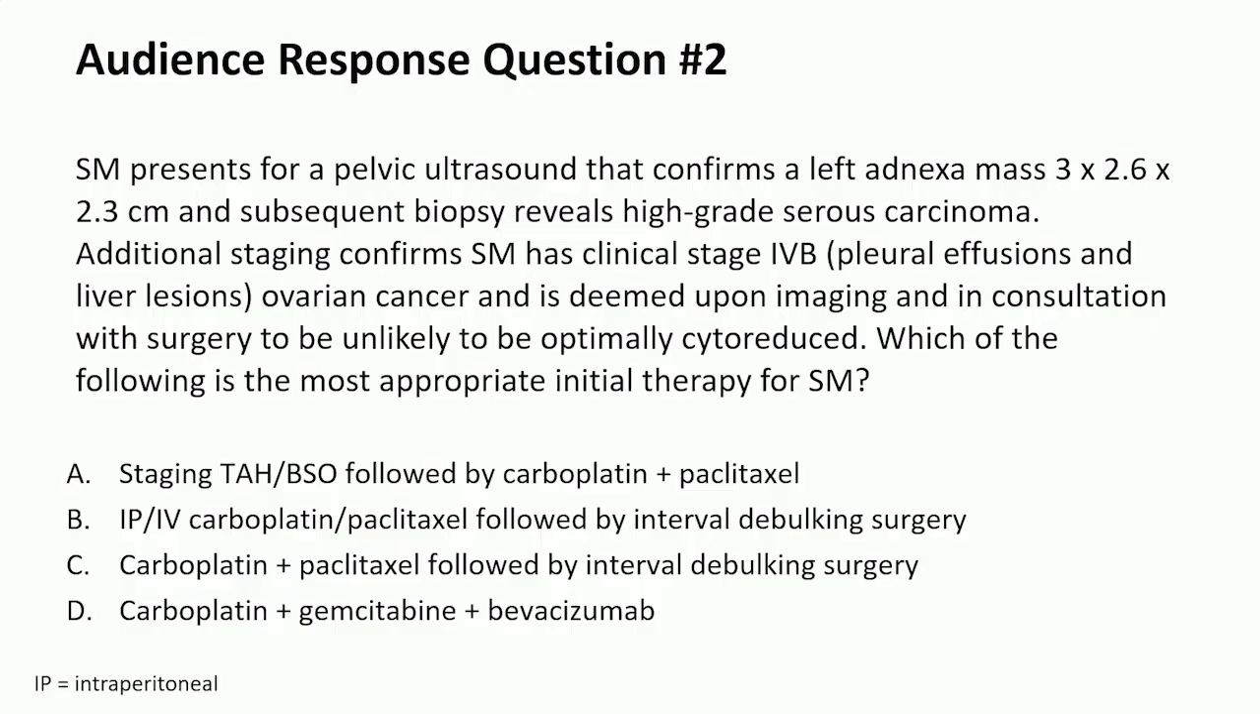Is it A, staging with the TAH-BSO followed by carboplatin and paclitaxel, B, IP/IV carboplatin and paclitaxel followed by interval debulking surgery, C, carboplatin and paclitaxel followed by interval debulking surgery, D, carboplatin and gemcitabine plus bevacizumab?